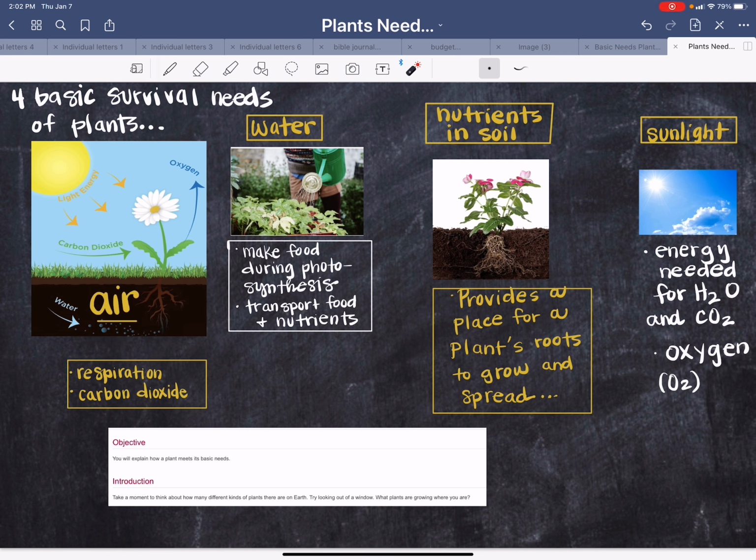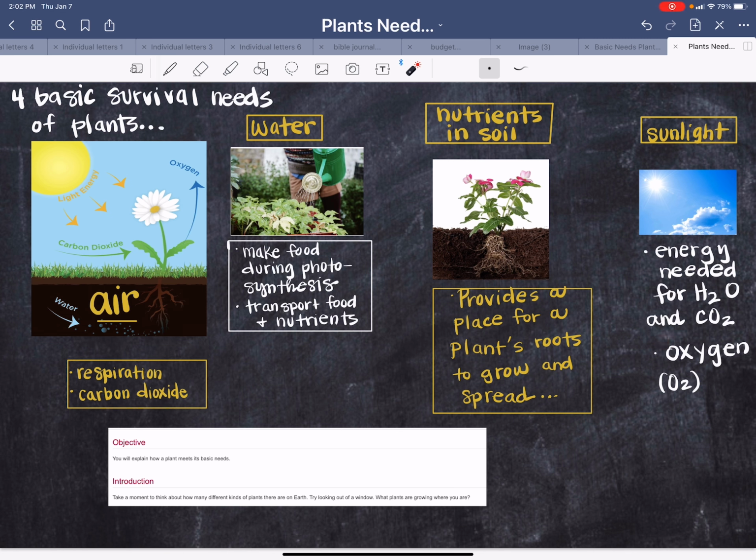So, with that said, sunlight's necessary for photosynthesis. Without sunlight, a plant can't survive. Sunlight's important because it provides energy needed for water and carbon dioxide to combine and produce glucose in leaves during photosynthesis. And oxygen, which is necessary for human and animal survival, is a byproduct of photosynthesis, which requires sunlight.